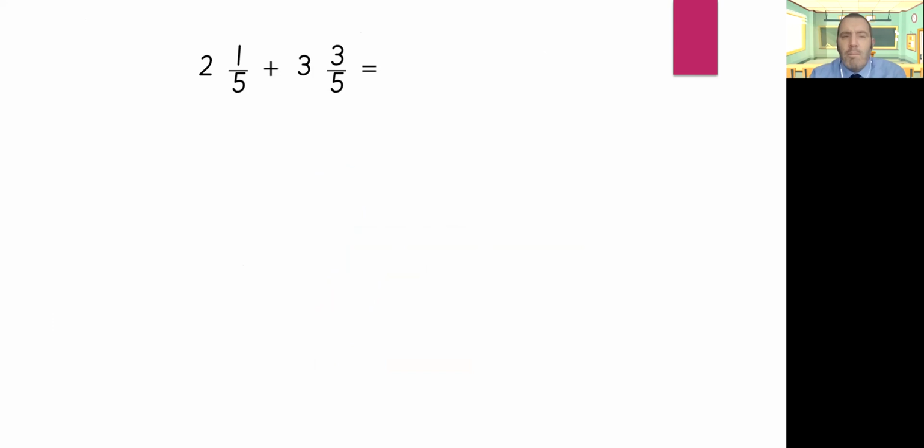So, adding mixed number fractions. A question here: 2 1/5 plus 3 3/5. There's a couple of ways of going about doing this. So we're going to go through both of them and then you can work out which one works best for you.